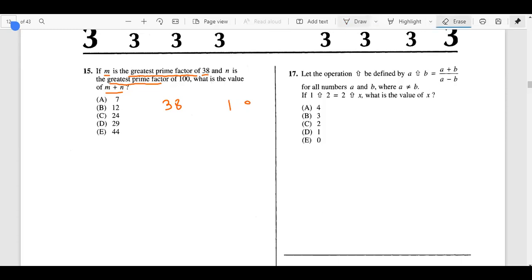So basically, this is 100. So prime numbers are 2, 3, 5, 7, 11, 13, 17, 19, and so on. Okay. Now these are some of the prime numbers we know.